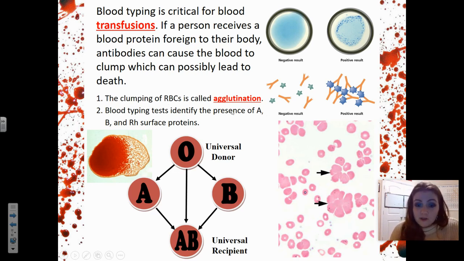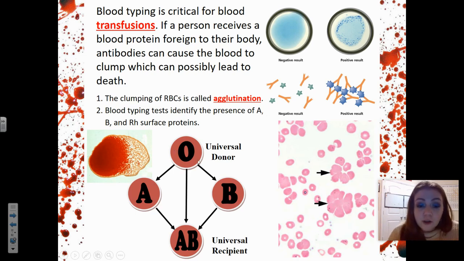The clumping of red blood cells is called agglutination. It's supposed to be just little circles, your red blood cells, but it's all clumping up together, trying to break them down, but it has a hard time breaking them down, causing these clumps. So blood typing tests identify the presence of A, B, and Rh proteins, and that's what the test is. Again, reminding you, if it clumps with it, it has it. So if this was an A antibody, then it's saying they have type A blood.